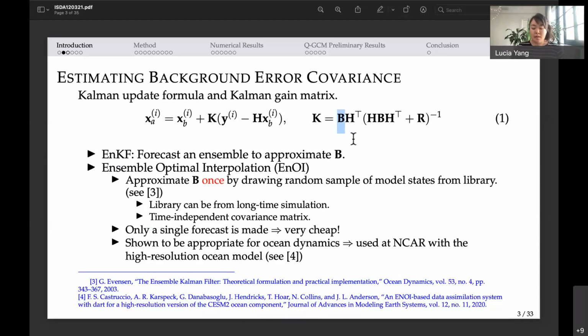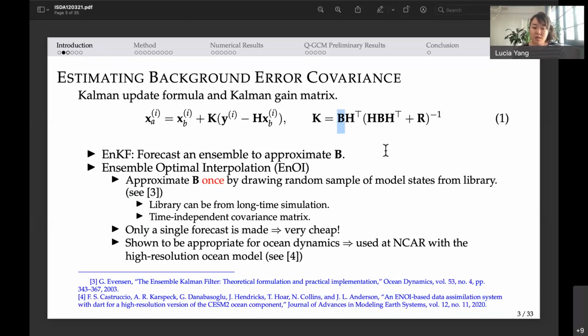So this is the case in which we assume that we have some data set that describes the dynamics of the system that you're looking at. So this could be some historical data set, for example. And before starting a data assimilation, you simply sample a random number of model states from this library and compute the sample covariance matrix to approximate this B matrix just once. And so this gives us a time-independent covariance matrix because we don't ever change it once it's been formed in the beginning. And some benefits from doing that is that it's very cheap.